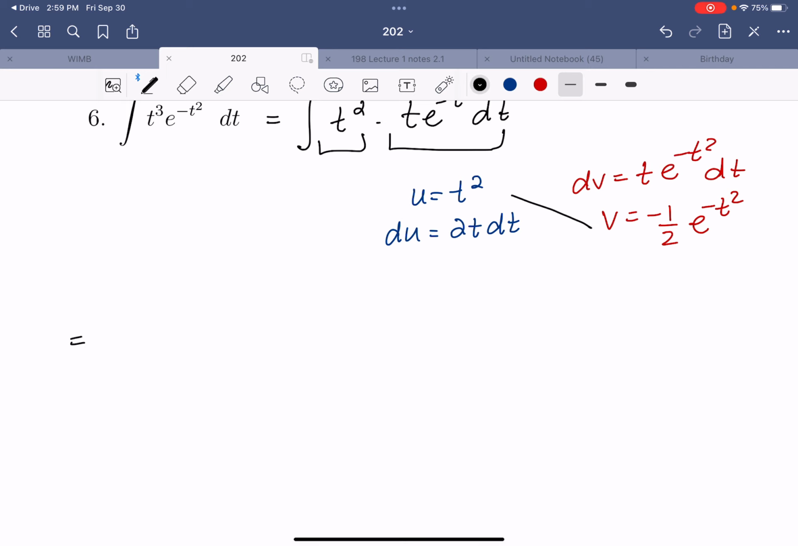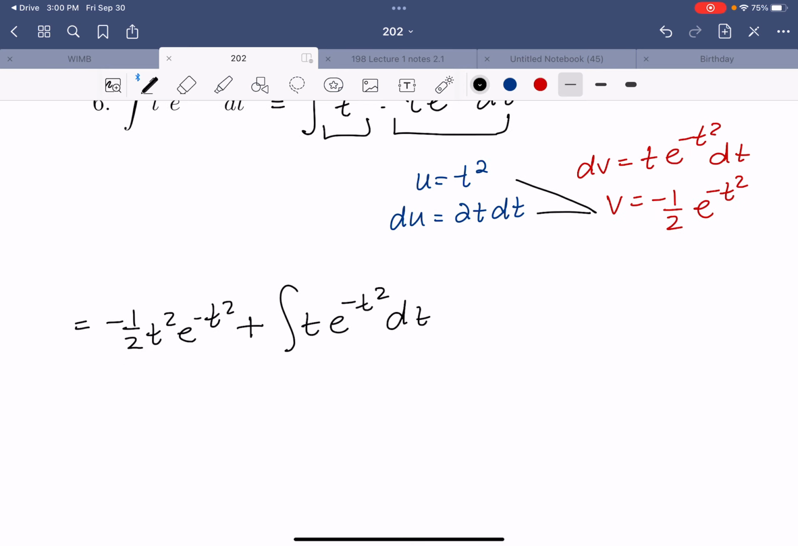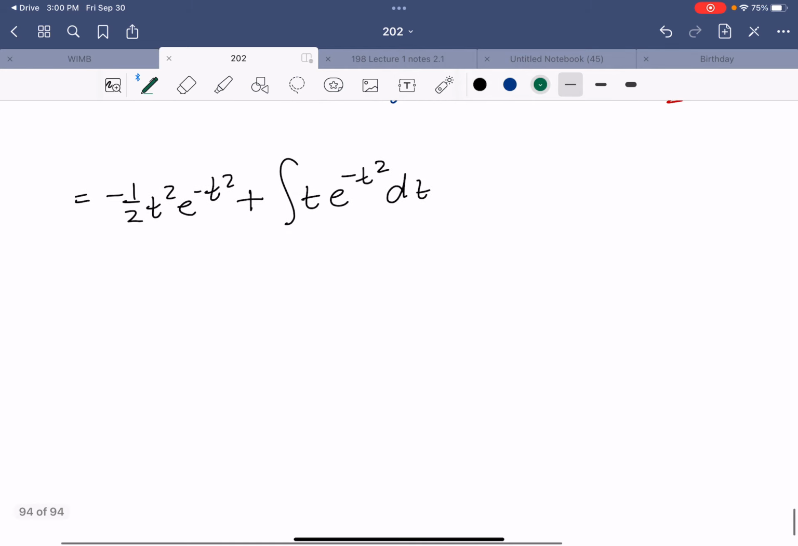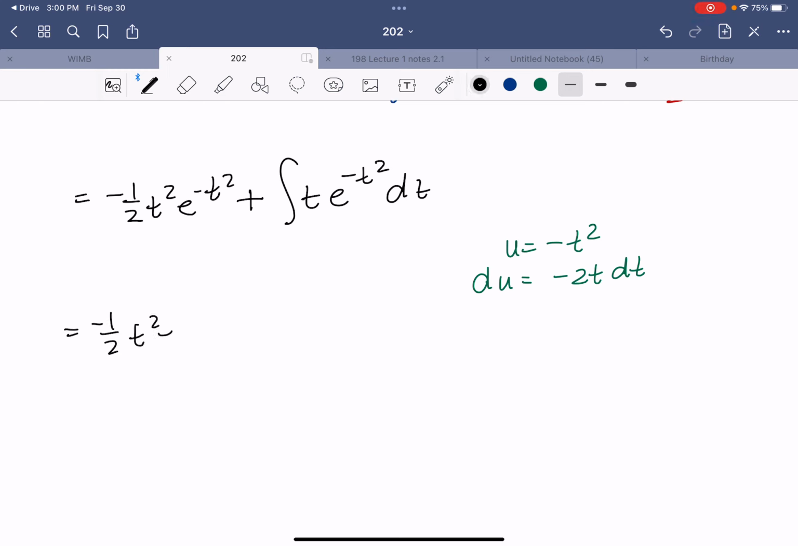So this is u times v, so negative 1/2 t squared e to the negative t squared, minus the integral of these two multiplied together. So the negative makes this positive. 1/2 times 2 goes away, and we have t e to the negative t squared dt. Here, I don't have to use another by parts because the derivative of t squared is the t, which is right there. So I'm going to use a second u sub. So I'm going to get u equal negative t squared. Du is negative 2t dt.